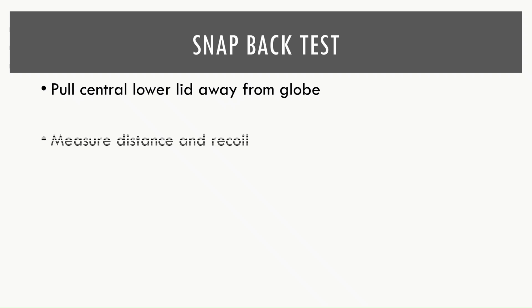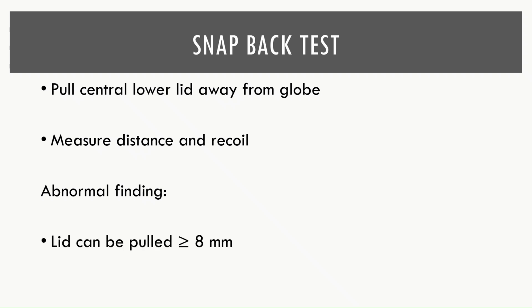To assess horizontal lid laxity, gently pull the central part of the lower eyelid away from the globe. Measure the distance and recoil. In a normal lid, it should snap back immediately when released. If the lid can be pulled 8 mm or more and fails to return to position unless the patient blinks, this indicates significant horizontal lid laxity.